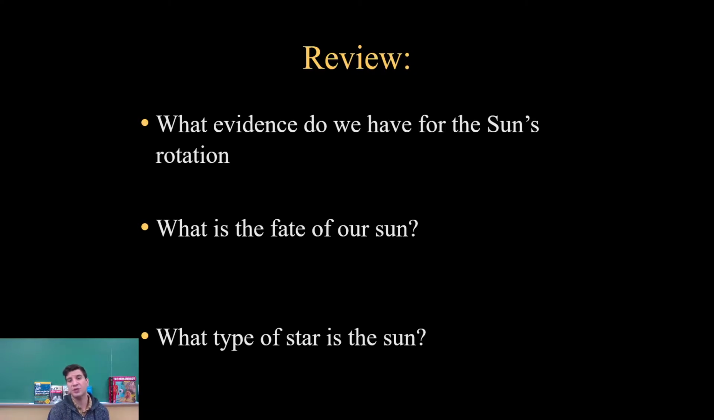Okay, so what evidence do we have for the sun's rotation? Well, we see sunspots, and the sunspots show us the rotation rate. What is the fate of our sun? Ultimately, it will puff up as a red giant and then collapse down as a white dwarf. And what type of star is our sun? Our sun is a yellow main sequence star.